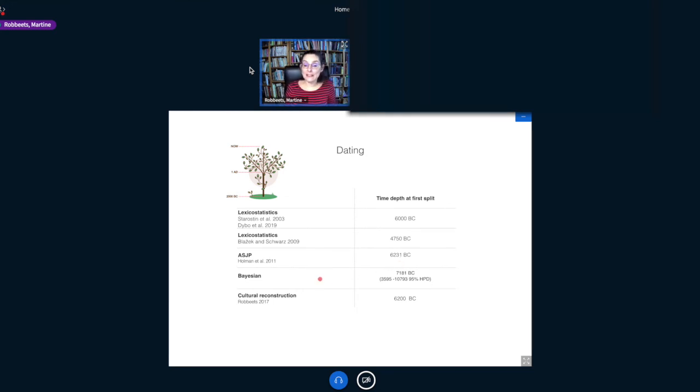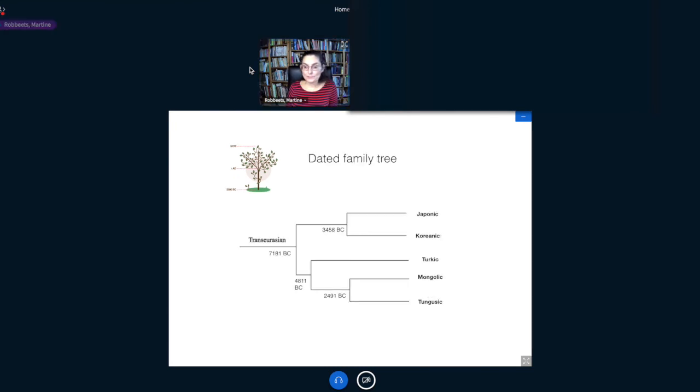6231 BC. And now in the new Bayesian approach, which I just did with Remco Bouckaert, we find a date that seems to be 1 millennium older, namely 7181 BC. Note that there is quite a large probability interval between 3500 and 10,000 BC. And then in cultural reconstruction earlier, I had proposed a date of 6200 BC. In any case, it seems that this dating of the Trans-Eurasian root will lie somewhere in the 7th to 6th millennium BC.